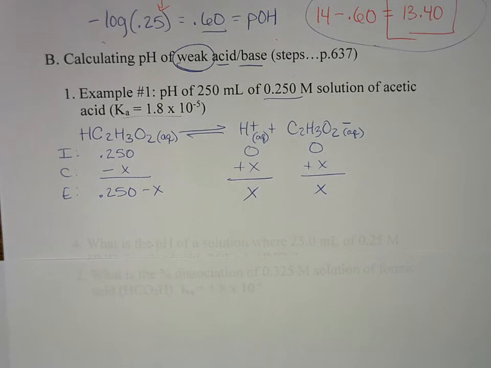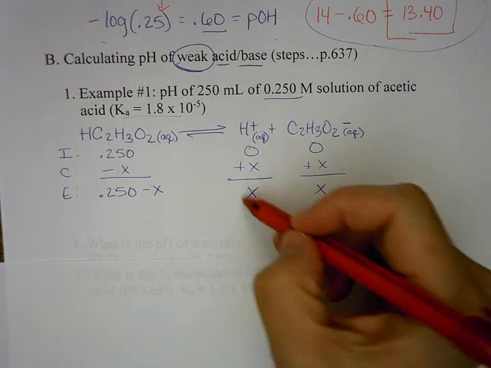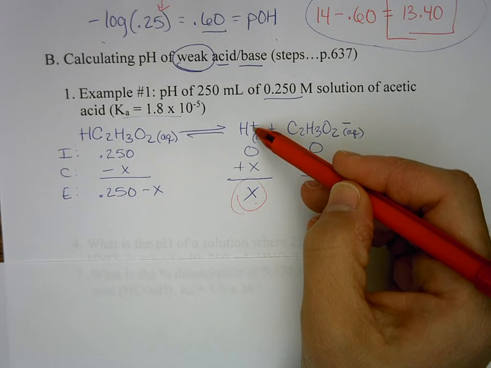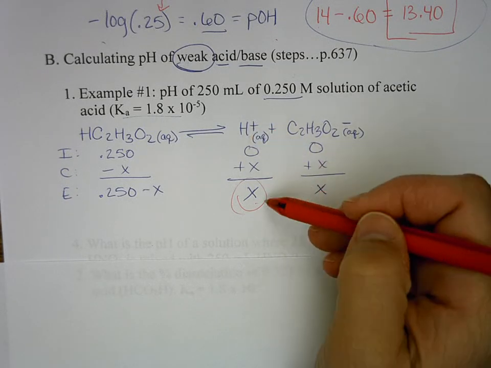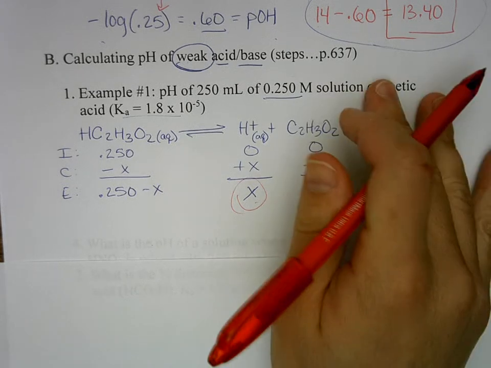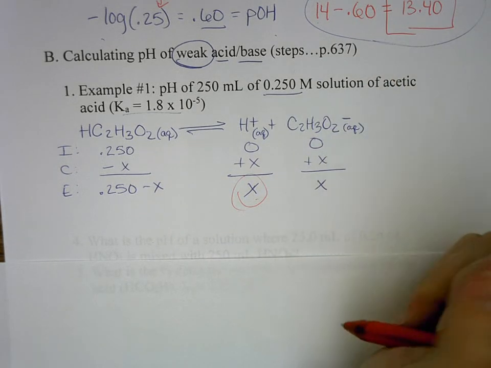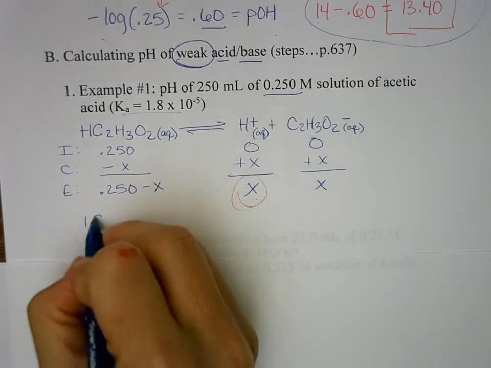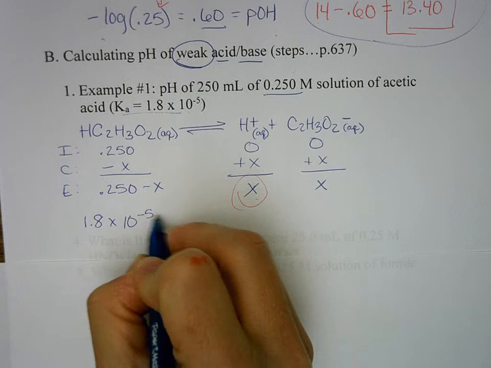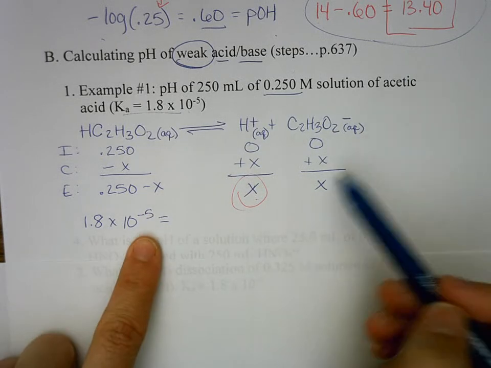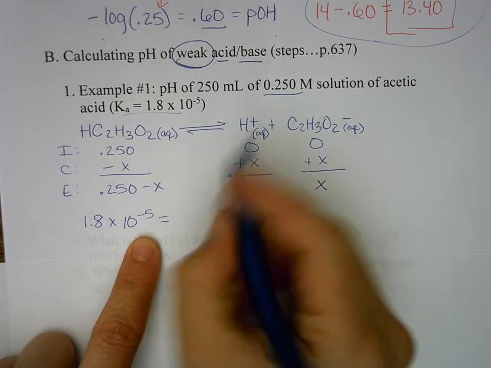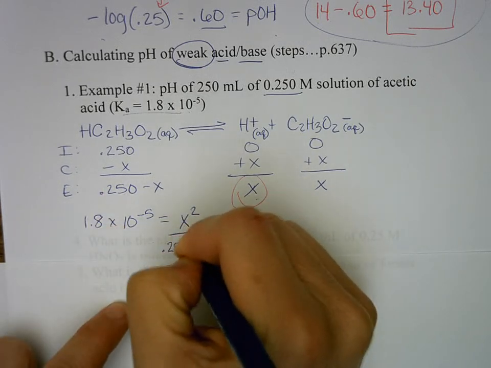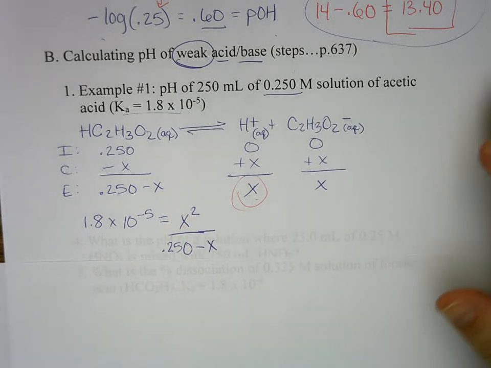What I want to do is solve for X, because that will give me the hydrogen ion concentration, which I can then negative log to find the pH. So in order to solve for X, you've got to put it into the equilibrium expression of products over reactants and set it equal to the K value, which is 1.8 times 10 to the negative 5. That's going to be equal to my products, X times X, so that's X squared, over my reactants, which is 0.250 minus X. And you have to solve for X.